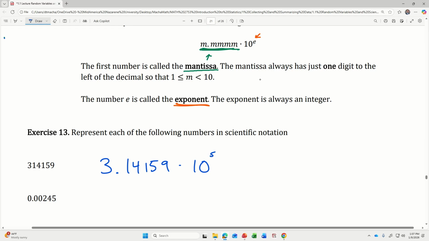Five. Because when I move the decimal from after the 9 to after the 3, I go 1, 2, 3, 4, 5. 5 places over. And so that means I have to multiply by 10 to the 5th power to get the decimal back. And so that's how it works. We want this mantissa to be between 1 and 10, right? So like the number 3 only has one digit to the left of the decimal, and that is perfect scientific notation.